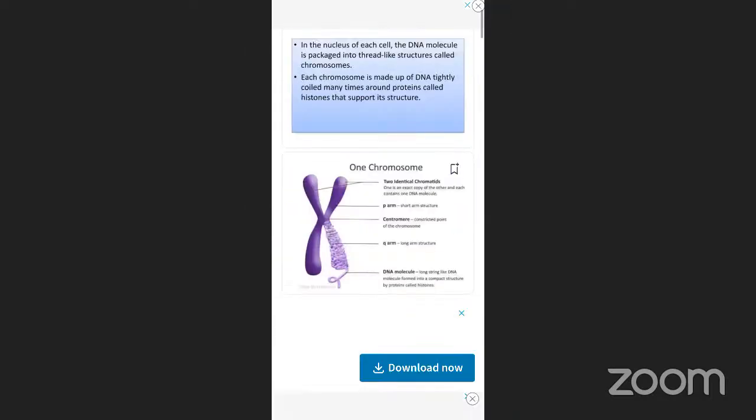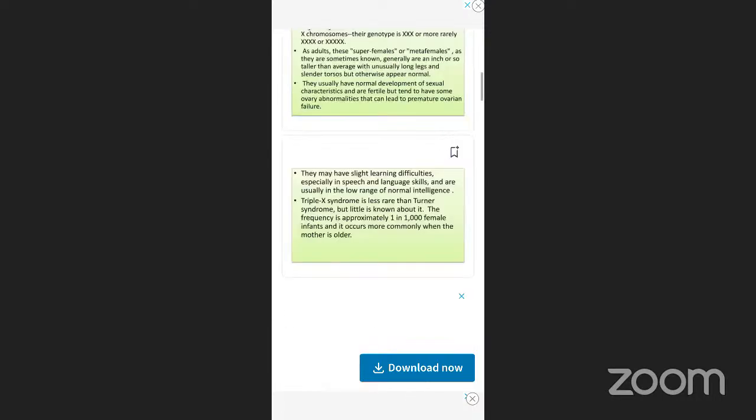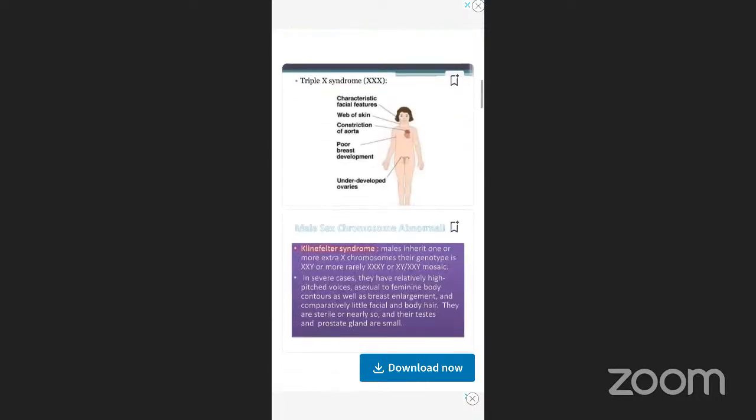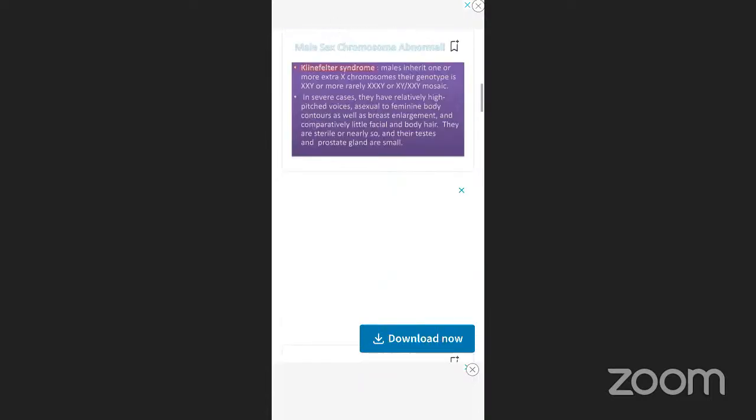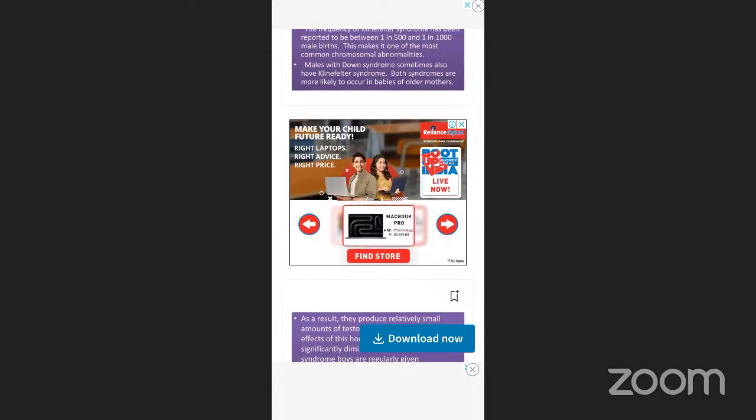Okay, these are Turner syndrome and Klinefelter syndrome. The main issue is the X chromosome, allosomal, especially sex chromosomes, with male sex chromosome deficiency and low testosterone. The frequency of Klinefelter syndrome has been reported to be between 1 in 500 and 1 in 1,000 male births. This makes it one of the most common chromosomal abnormalities. Males with Down syndrome sometimes also have Klinefelter syndrome. Both syndromes are more likely to occur in babies of older mothers.